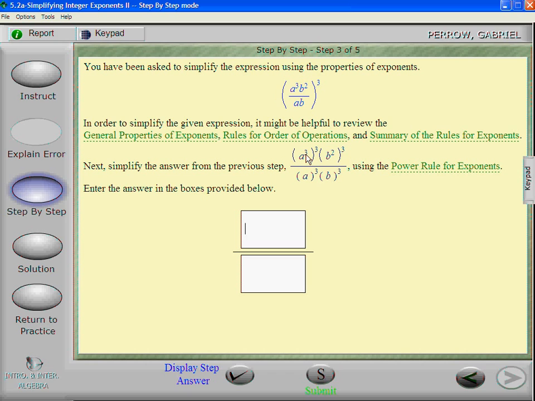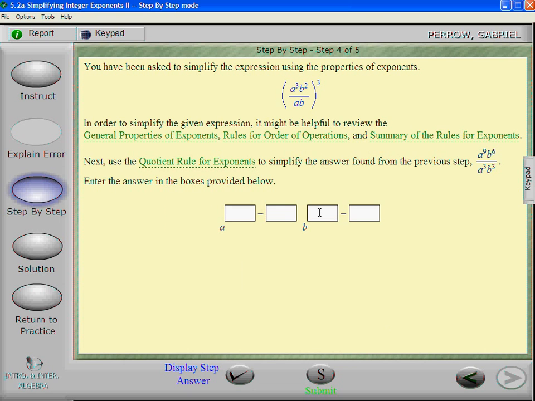It's something raised to a power again. I know that I multiply, so I've got a cubed to the third, which is a to the ninth, b squared to the third, which is b to the sixth, and then down below it's just a cubed, b cubed. The parentheses don't do anything for us there, so it's just a to the third, b to the third. Okay, submit.